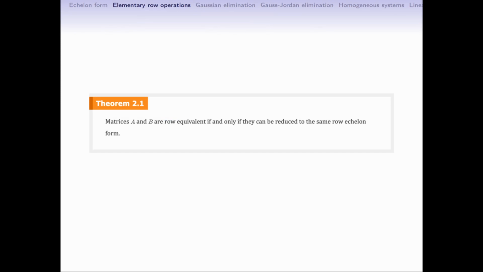Let's look at this theorem together. Matrices A and B are row equivalent if and only if they can be reduced to the same row echelon form. Let's go to the document camera and examine the proof of Theorem 2.1.